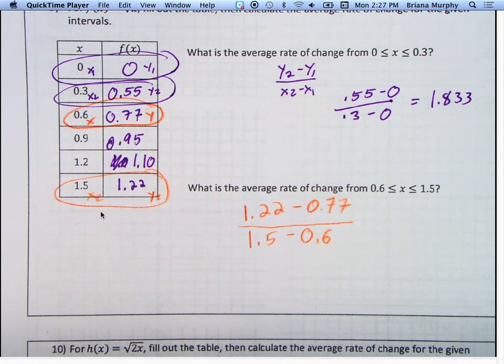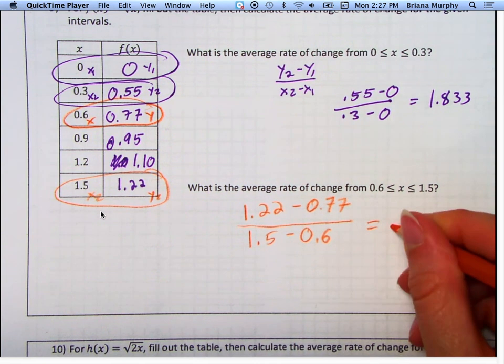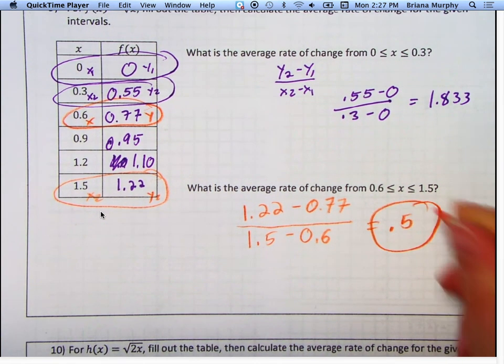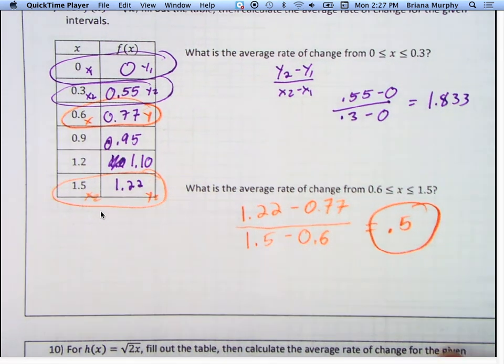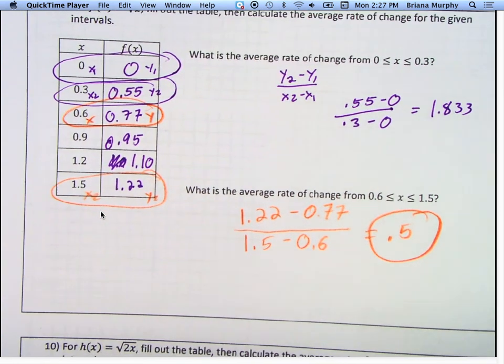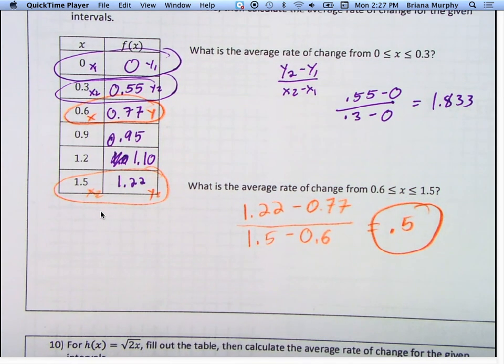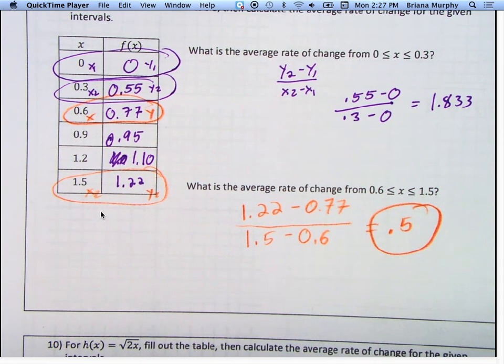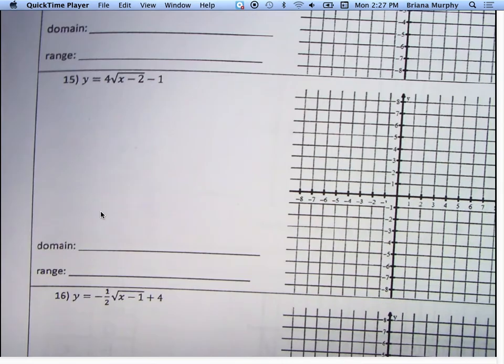And you should get 0.5 as your answer. Okay, then there's more practice for your average rate of change. I just want to make sure we get to everything because we're going on time. I would like to move to 11.